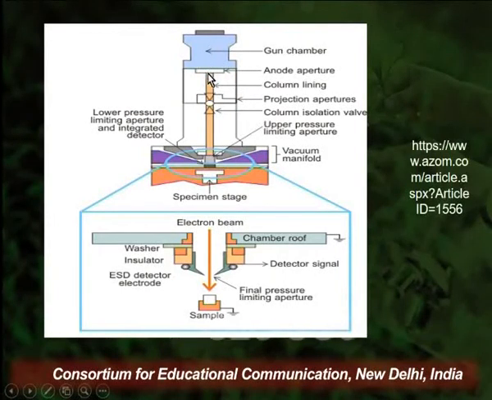So here we can see an environmental scanning electron microscope, a schematic diagram, where electrons pass through the anode aperture, followed by the column lining. They pass through the projection aperture, then the column isolation valve, the upper pressure is very high, and then the vacuum is maintained manifold times, and then the electrons pass through the specimen. The electrons which fall on the sample are received by the detector electrodes. So that was our environmental scanning electron microscope.